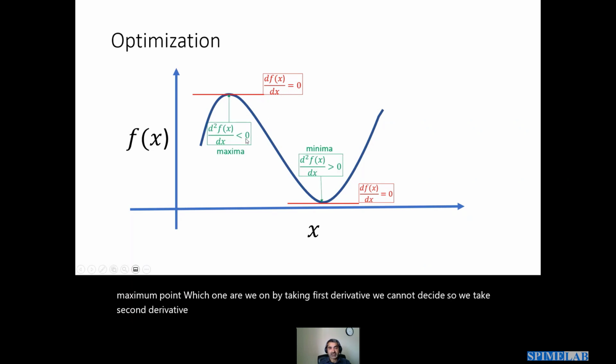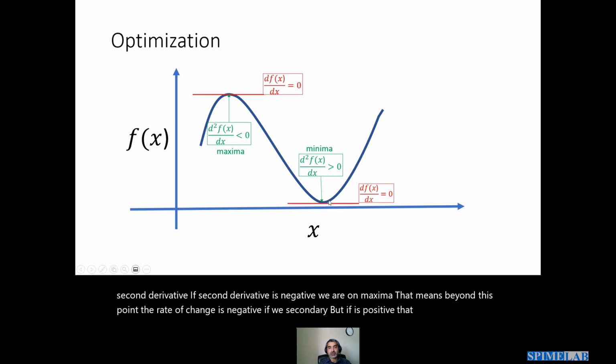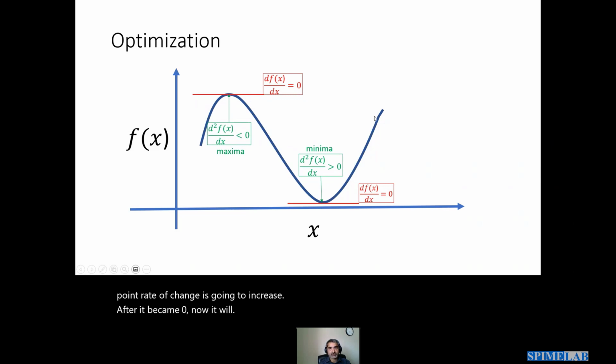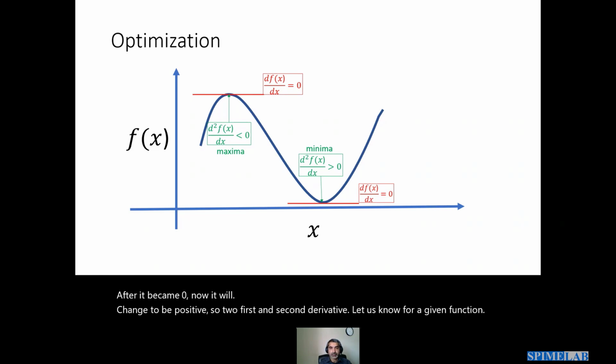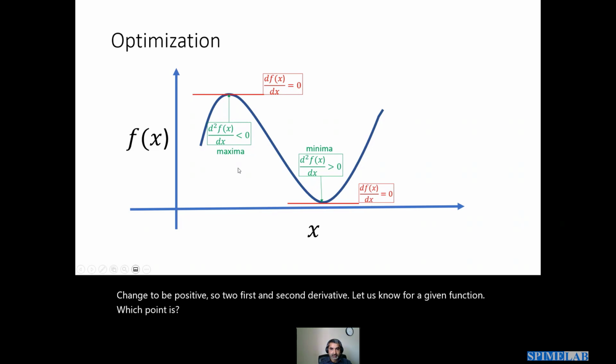If the second derivative is negative, we are on a maximum. That means beyond this point, the rate of change is negative. If the second derivative is positive, that means beyond this point, the rate of change is going to increase. After it became 0, now it will change to be positive. So the first and second derivatives let us know for a given function which point is minimum or maximum.